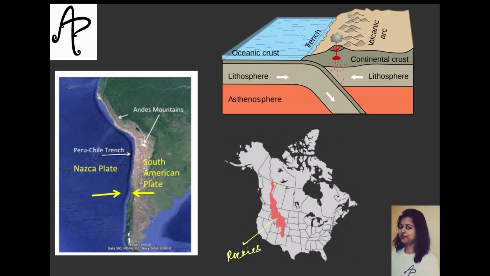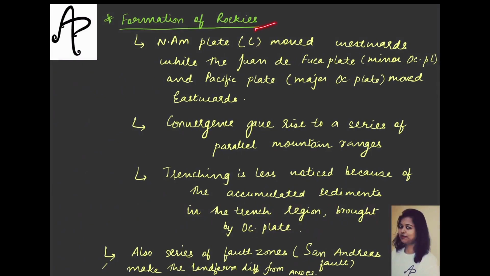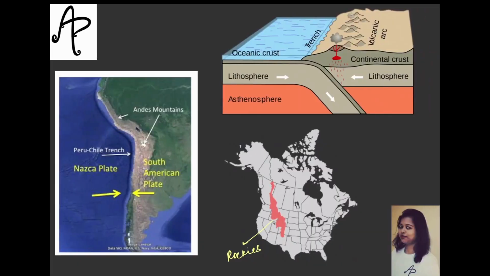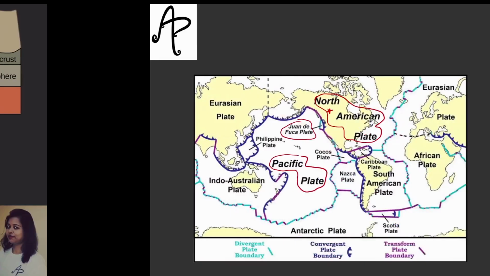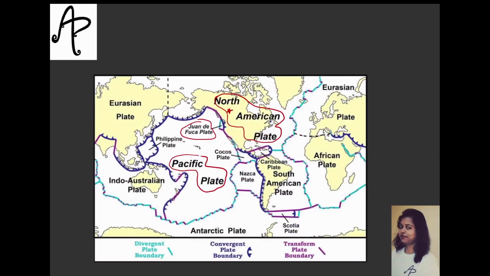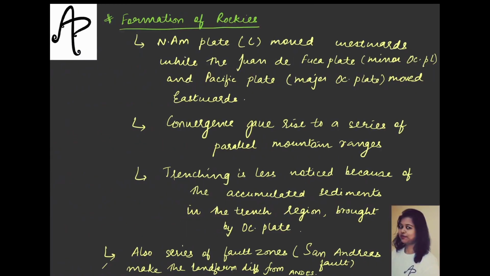Okay, this was about the Andes. What about the Rockies? Rockies in North America. So this is the North American continent and here you see the Rockies mountain. Now here what happens? These are just examples of the plates I have shown you. First let's discuss the theory here.